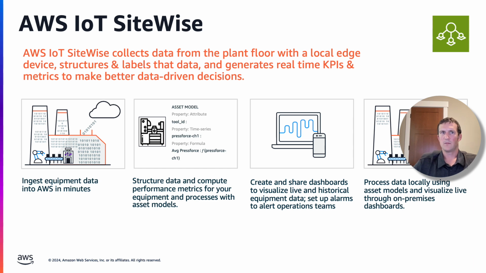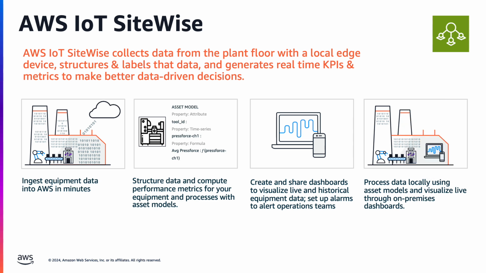This system involves a few steps. It allows us to take sensor data from the production floor and ingest that in near real time into the AWS cloud. We're also able to structure that data and compute performance metrics upon that data so we make better informed decisions. Additionally, we can create and share dashboards that visualize this data throughout your company. And most importantly, we're still able to process this data locally and visualize it locally, depending on our connectivity to the AWS cloud. The ability to function locally is going to provide some additional benefits that we'll talk about going forward.